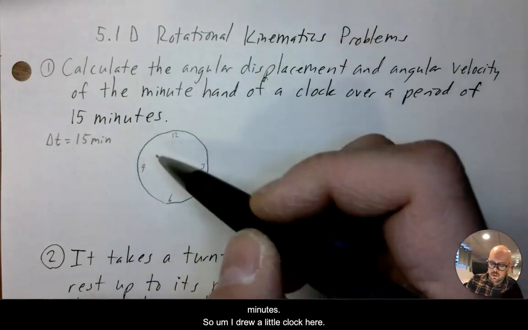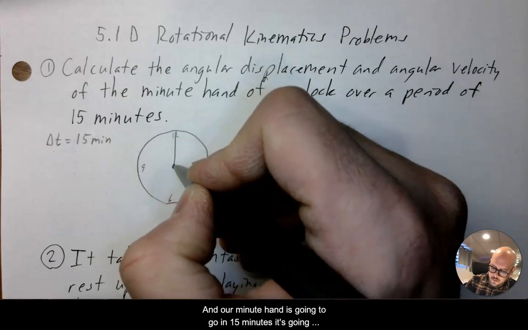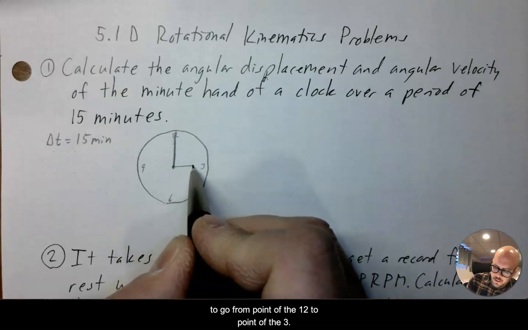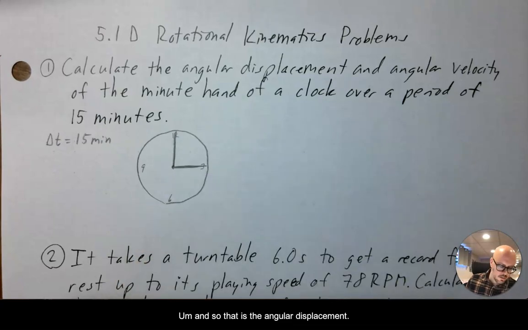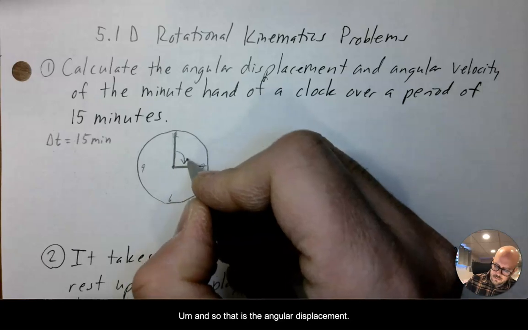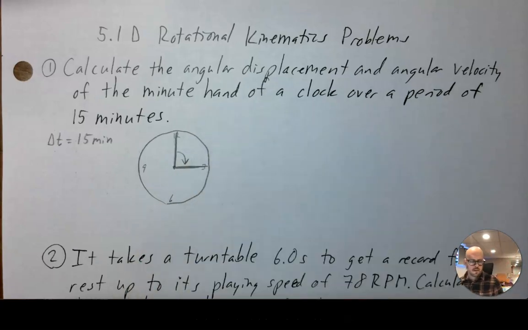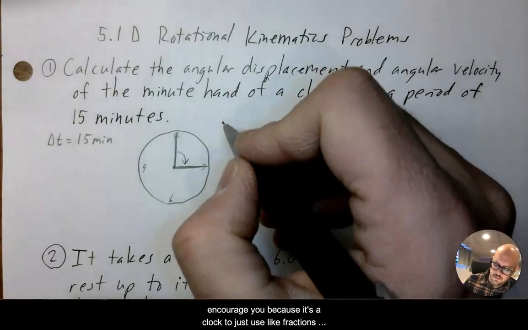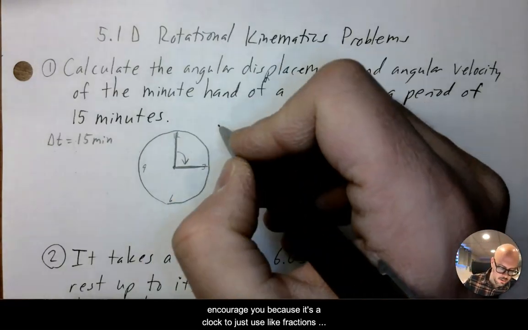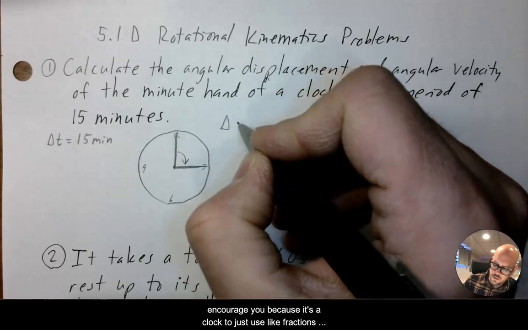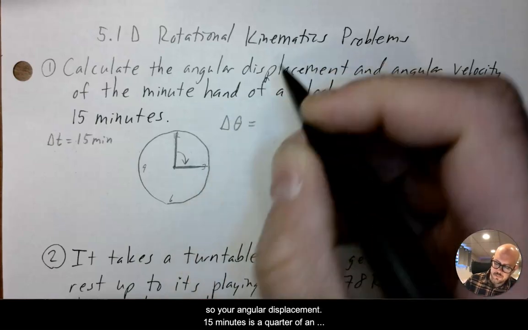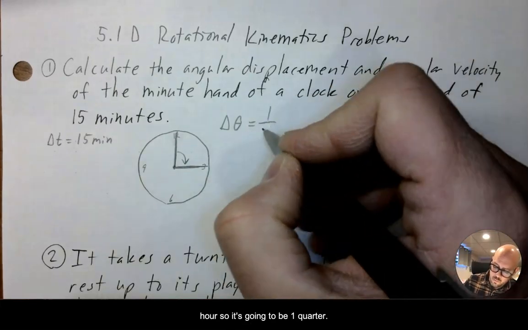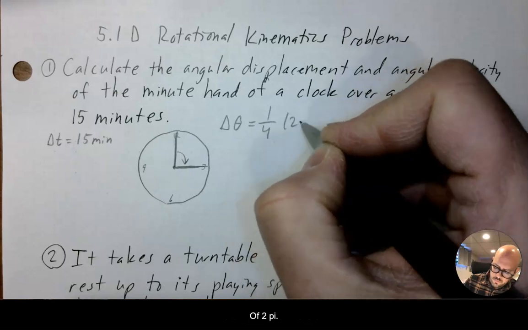So I drew a little clock here, and our minute hand is going to go, in 15 minutes, from pointing to the 12 to pointing to the 3. And so that is the angular displacement. You can put that in degrees, but because it's a clock, I would encourage you to just use fractions. So your angular displacement: 15 minutes is a quarter of an hour, so it's going to be 1/4 of 2 pi.